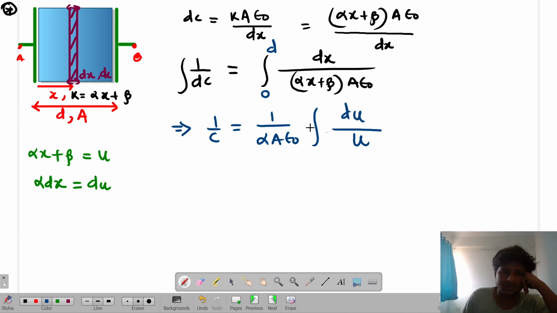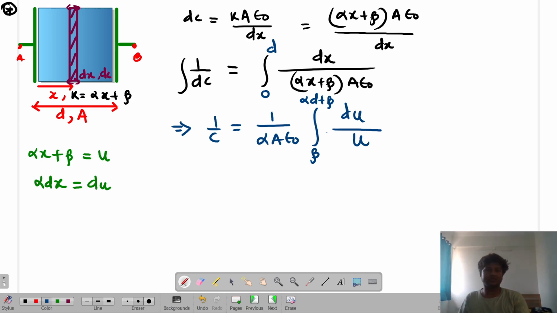So when x was 0, u was beta, isn't it? And ultimately at some distance x, that is at x equal to d, this u will become how much? Alpha d plus beta. Are you able to get me? So the integration must be taken in terms of u from beta to alpha d plus beta. Are you able to get me or not?